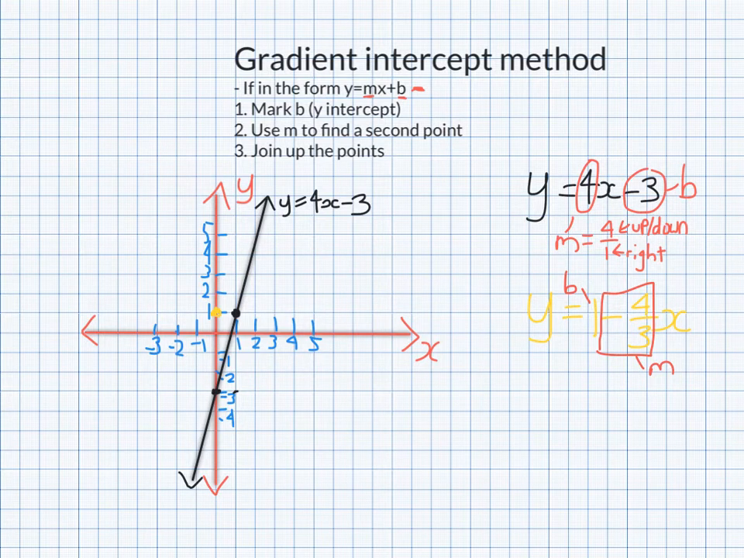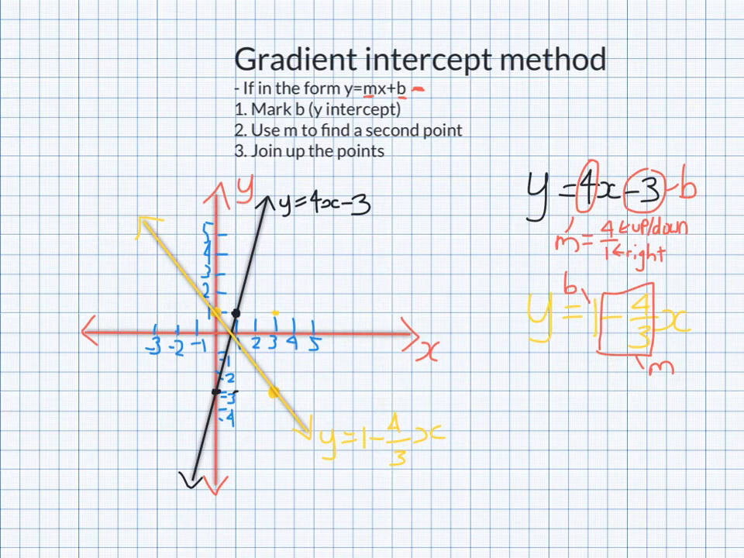So I said the bottom number tells you how far you go to the right. So I'm going to go 3 to the right, which is over here. But because this is negative, instead of going up 4, I'm going to go down 4. So I'm going to end up down here. So they are the 2 points on the line that I've graphed, and now I simply join them up. I join them up, and there we have the graph of y equals 1 minus 4 over 3x.